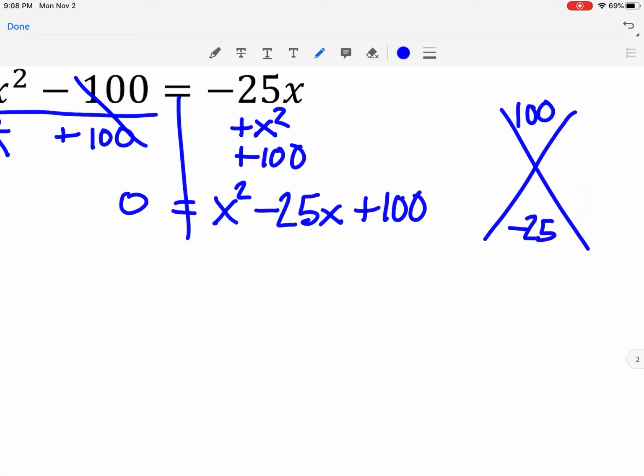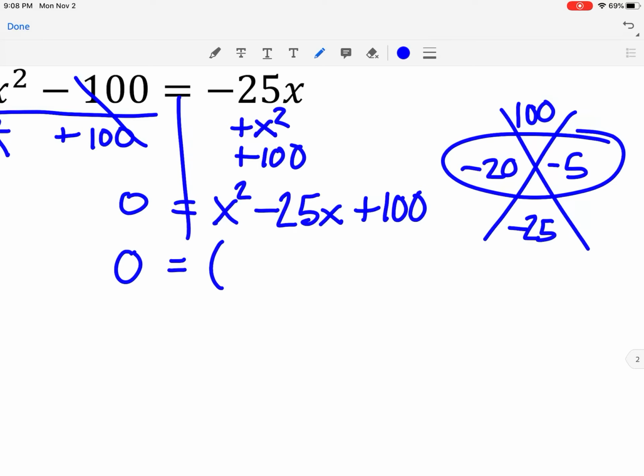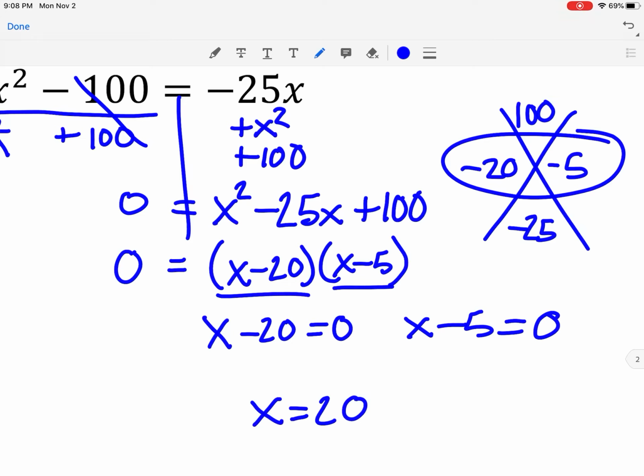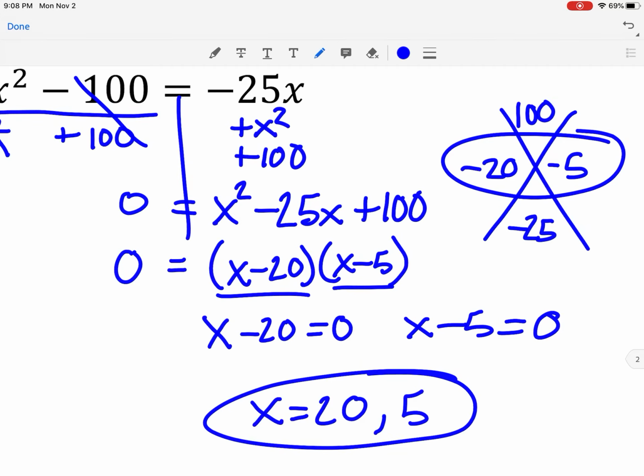So what times what gives me 100, and you can list out a lot of things for that. But what ends up working is 20 times 5. However, they have to add together to be negative 25. So I have to make them both negative. So then that will help me factor. I can use the shortcut on this. And then I can set each of those equal to 0. Either that equals 0 or that equals 0. So x equals 20. And then on your assignment, you'll probably be asked to put it in the same box. So then you can just put a comma in between your 2 answers.